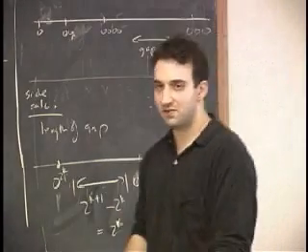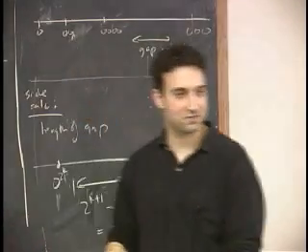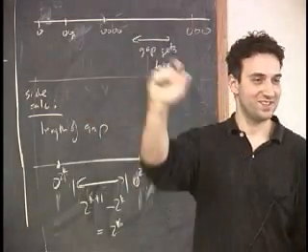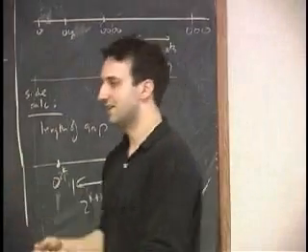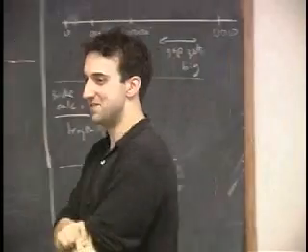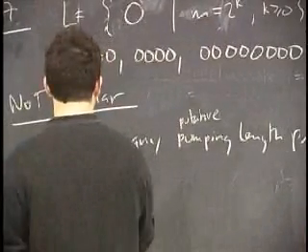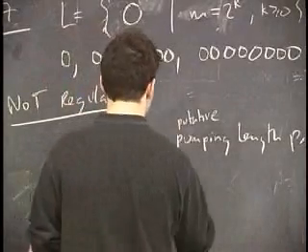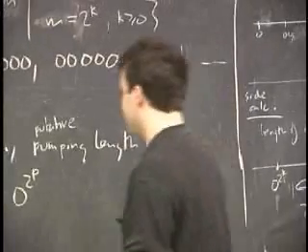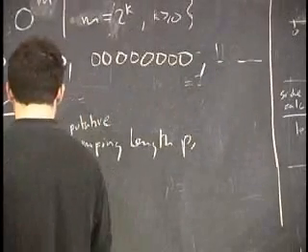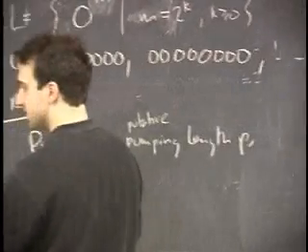So we just want to make sure that 2 to the k is greater than p, and then we'll be fine. The pumping length won't be able to jump to the next thing. I could take log base 2 of p, but let's just take k equals p. So what's s? s will just be a string of length 2 to the p. So that's my there exists.